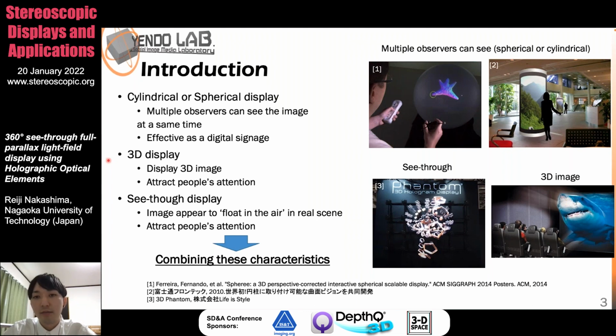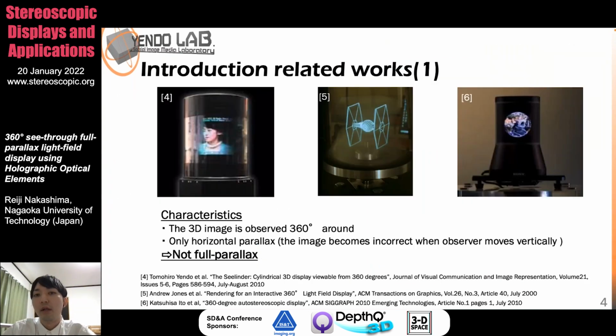Additionally, see-through display is likely to be used as a digital signage recently. This is another effective way to attract people's attention. A display that has these characteristics is expected to bring high effectiveness as a digital signage. Next, I will explain the related works. These are the cylindrical 3D displays.